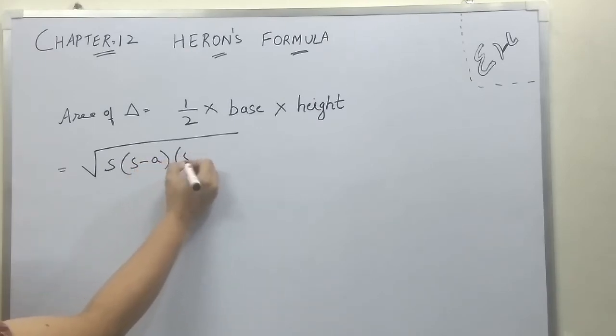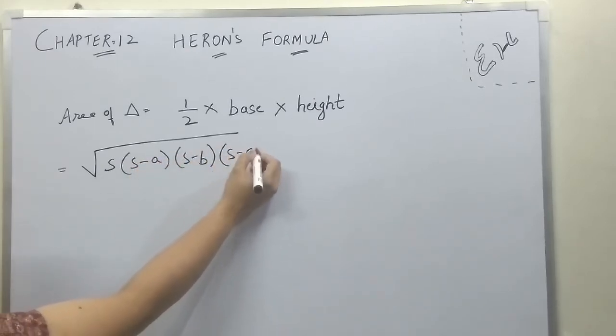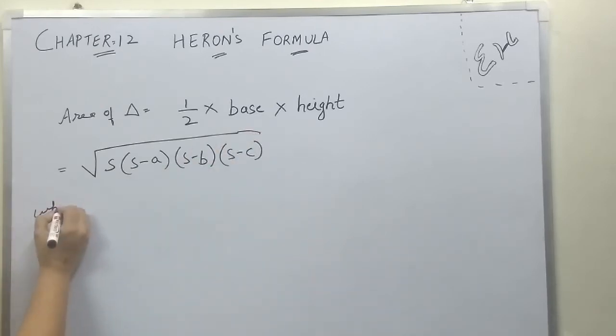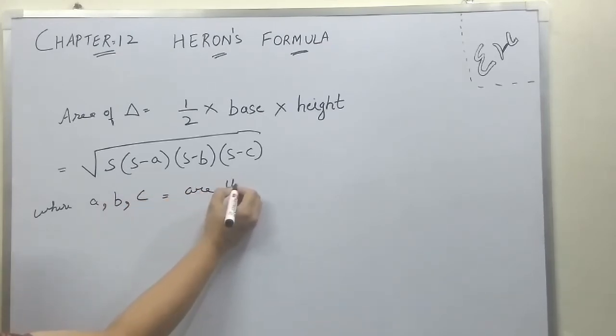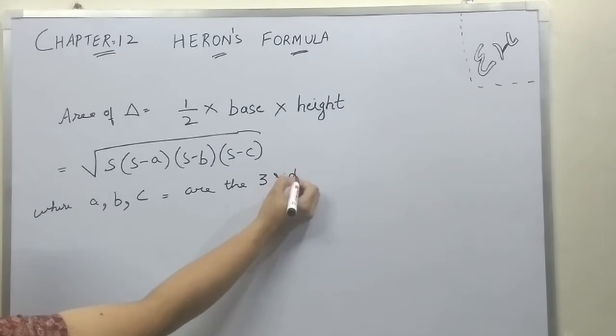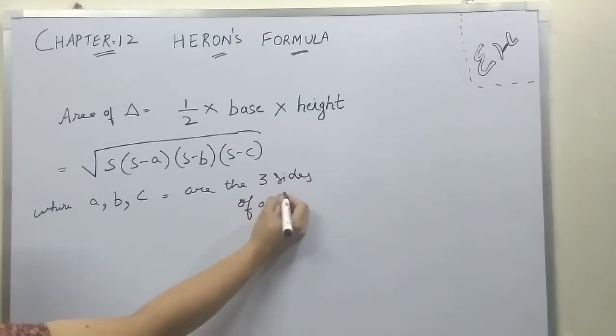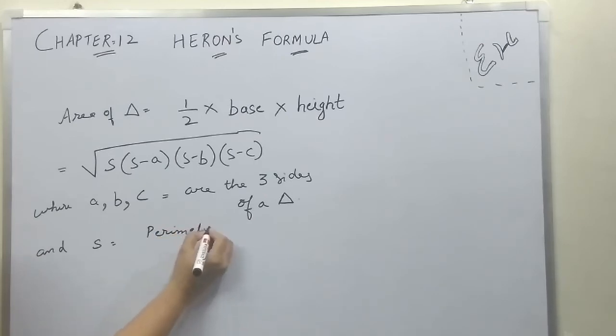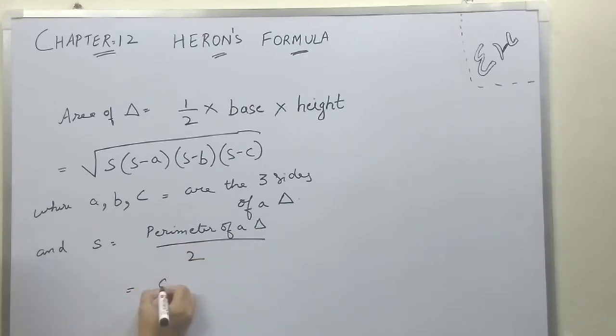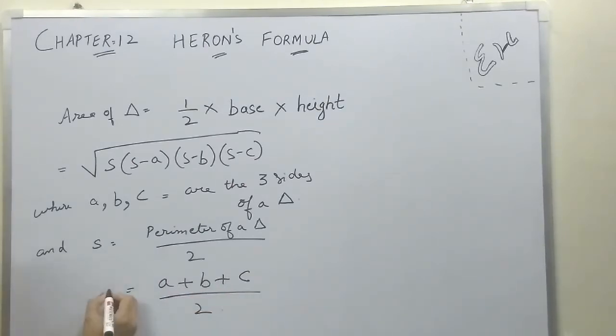s minus a, s minus b and s minus c, where a, b and c are the three sides of a triangle and s is the perimeter of a triangle divided by 2, that is a plus b plus c divided by 2. This is how we will calculate s.